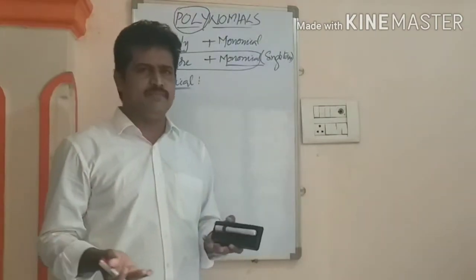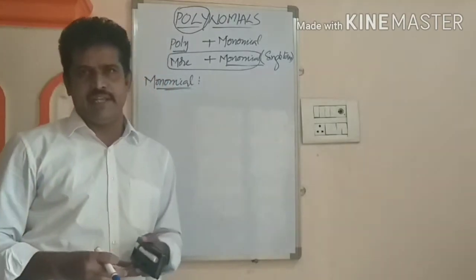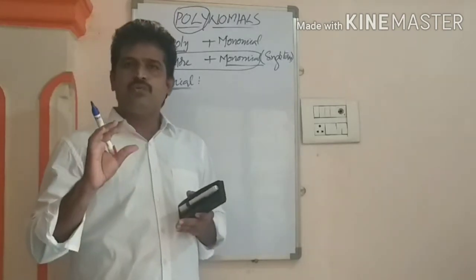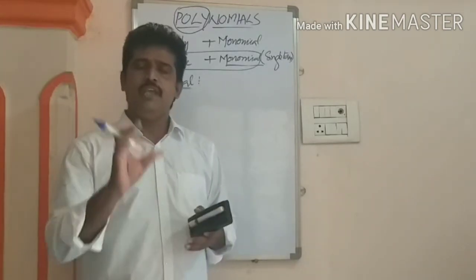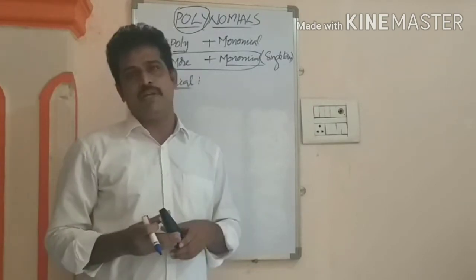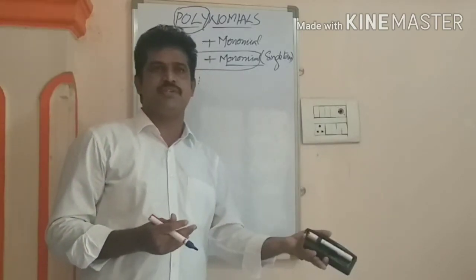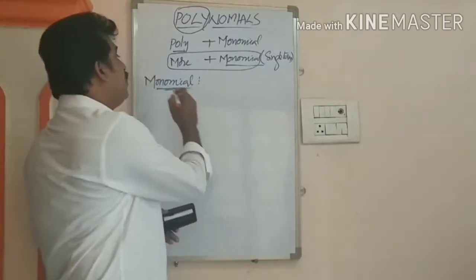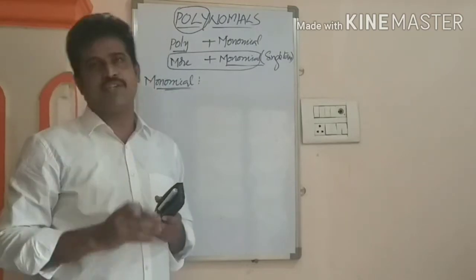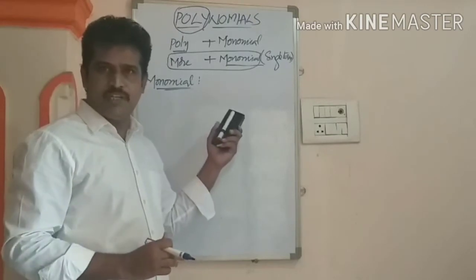There are many single terms, numerical terms, algebraic terms, like that. Many single terms we can write. But how do we define this monomial? Monomial is an algebraic expression. We know about algebraic expressions; before that we learned about numerical expressions and algebraic expressions. An algebraic expression which has a single term is called a monomial.